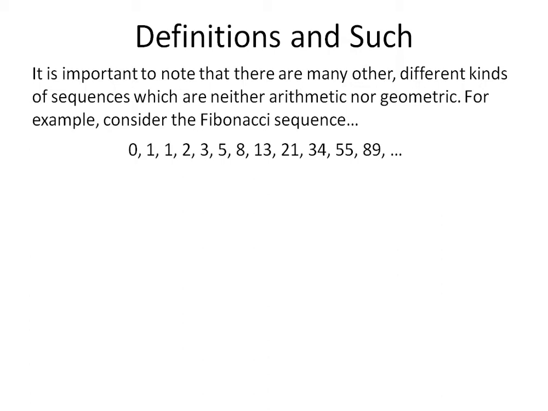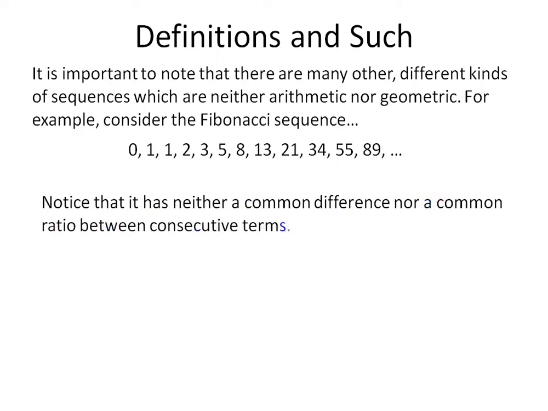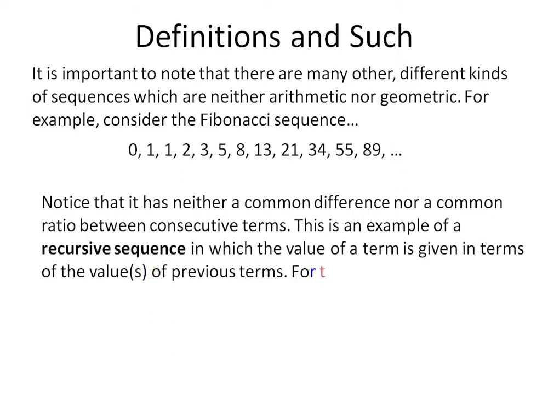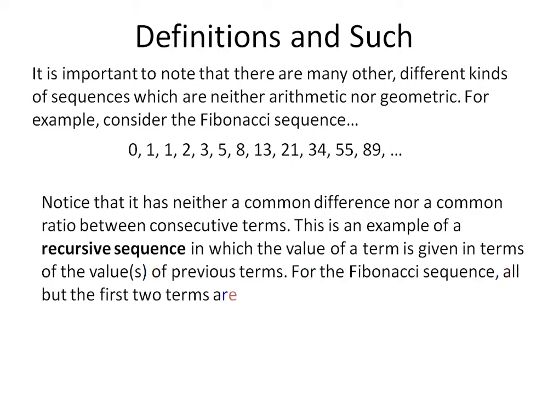You'll notice here, outside of the first two terms, that there's neither the same difference nor the same ratio between them. What's going on here is that it's a recursive sequence, in which the value of a term is given in terms of the value or values of previous terms. For the Fibonacci sequence, all but the first two terms are the sum of the previous two terms. So after you finish with 0 and 1, then 1 plus 0 is 1, 1 plus 1 is 2, 3 plus 2 is 5, and so on.